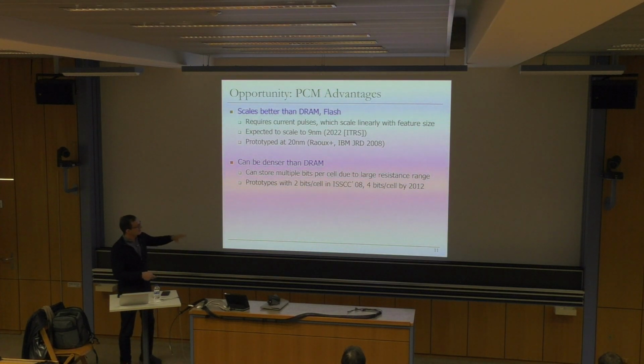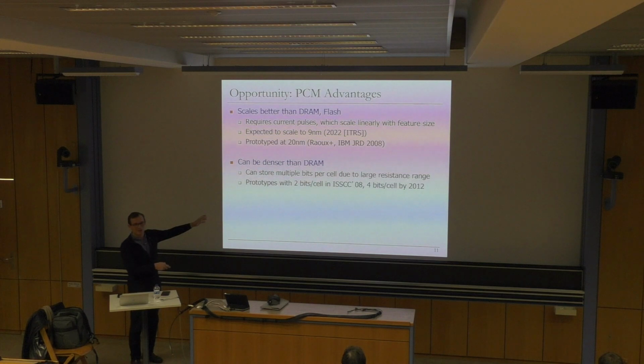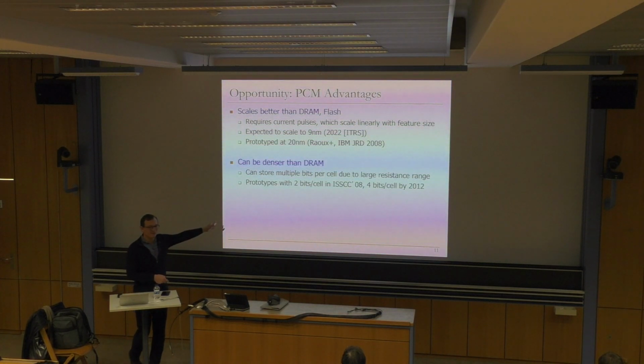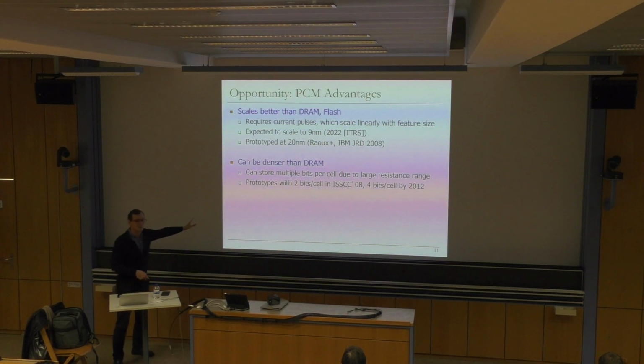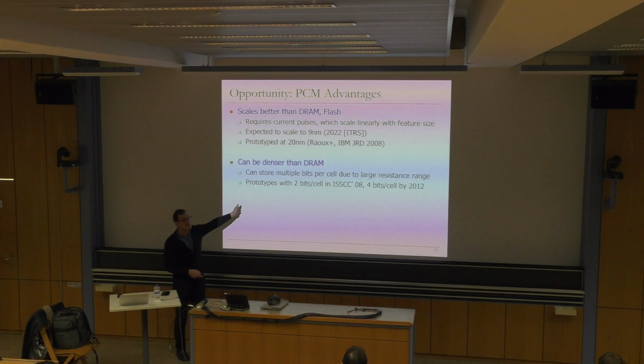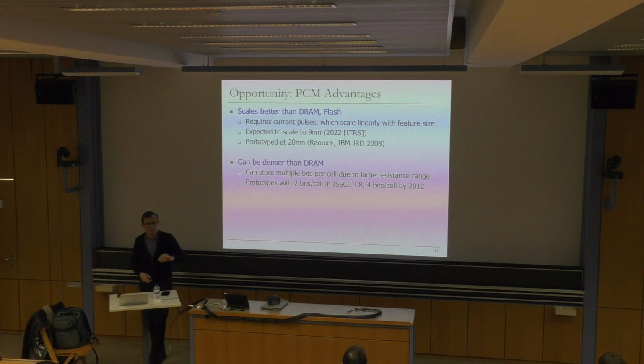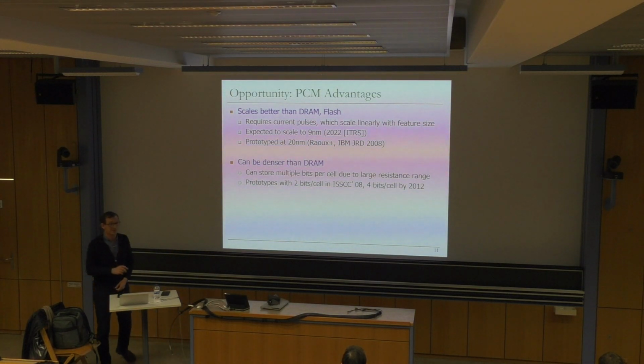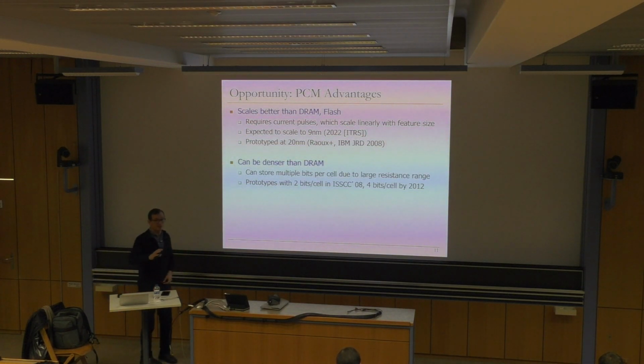And you can see, you can date my slide based on this, right? 4 bits per cell by 2012. Clearly, we're beyond 2012 right now. And people have actually looked at PCM cells that can store many bits per cell, 8 bits per cell. And I believe they're working on 16 bits per cell. That means you divide the resistance range into 16, right?